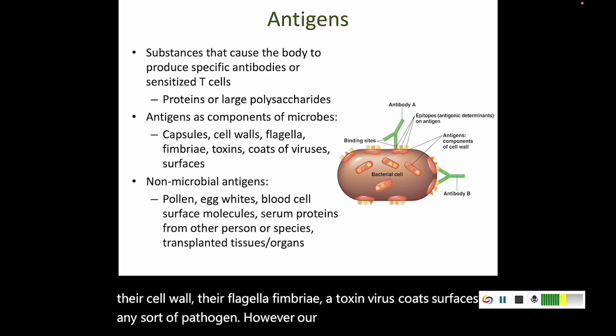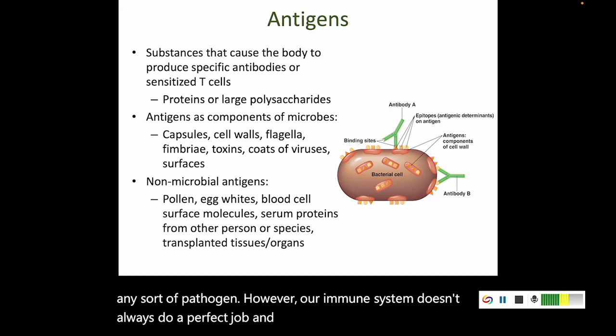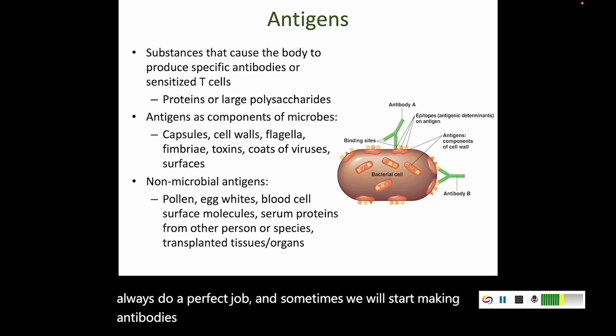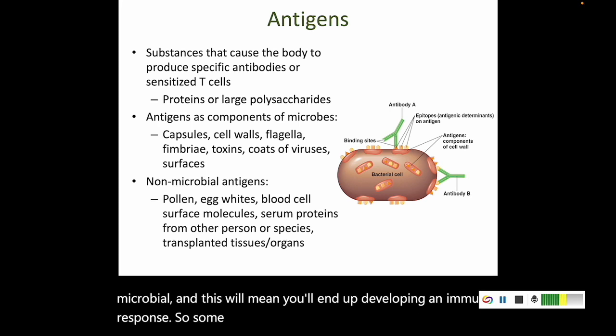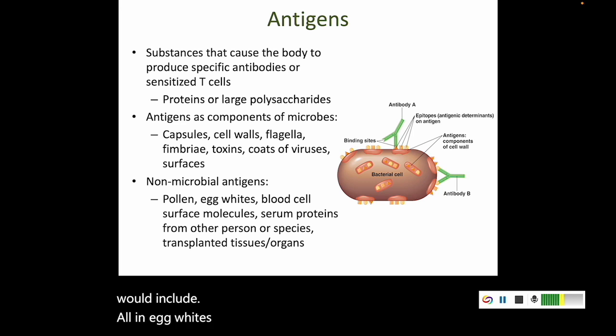However, our immune system doesn't always do a perfect job, and sometimes we will start making antibodies in response to something that's not pathogenic or not microbial. And this will mean you'll end up developing an immune response. So some common antigens that are not pathogenic would include pollen, egg whites, blood cell surface molecules.